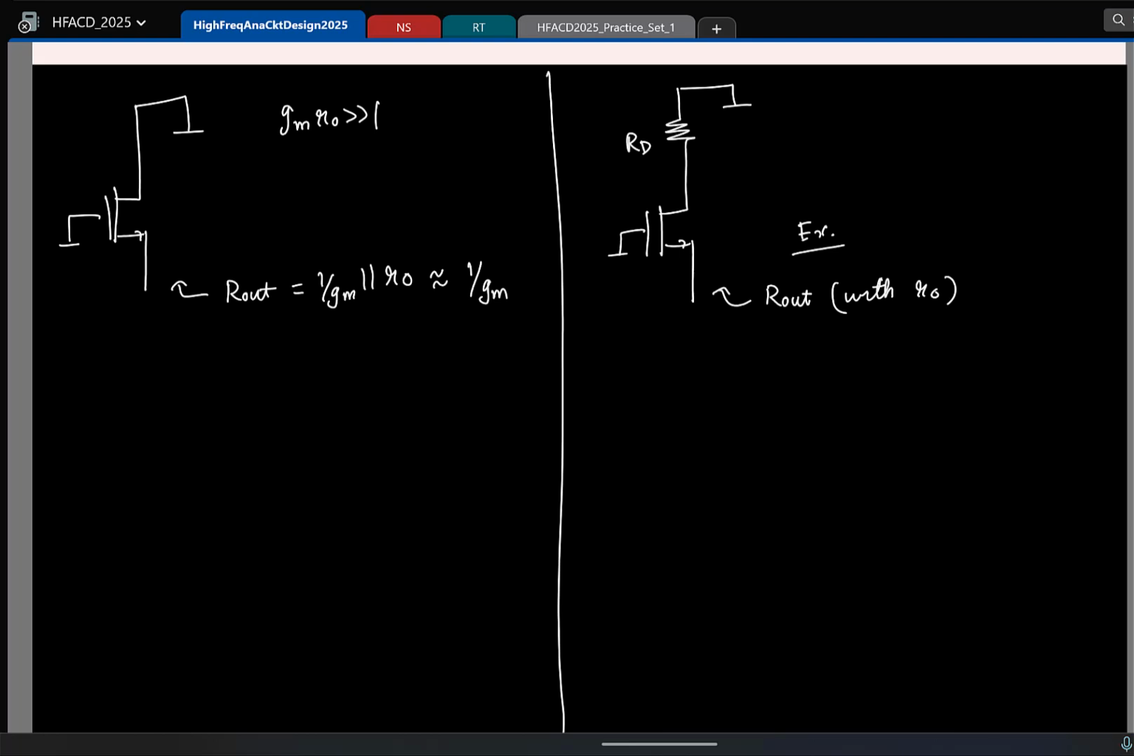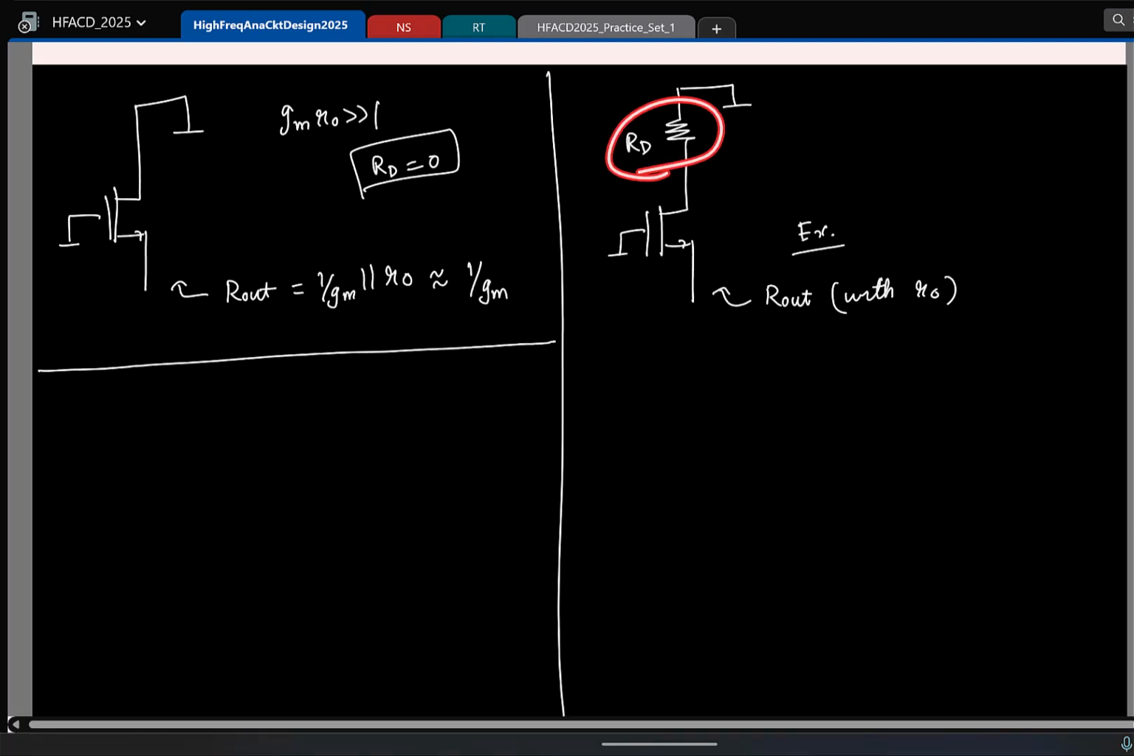But of course, without doing the exact calculation, let's take some extreme cases of RD and see if my claim is valid. My claim is the resistance here depends on RD. What is the value of RD? RD is 0. One thing we know for sure is if RD is 0, the impedance is 1 by Gm. What is another value of RD I can take? Infinite. If RD is infinity, this is essentially open.